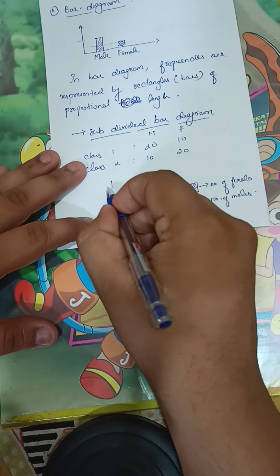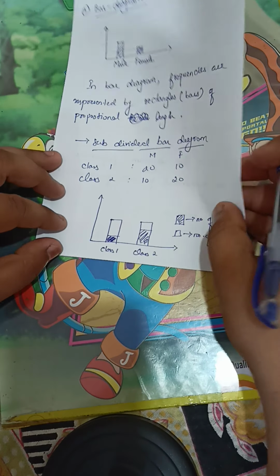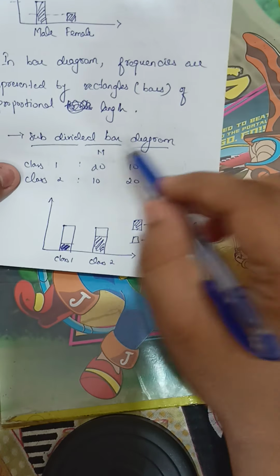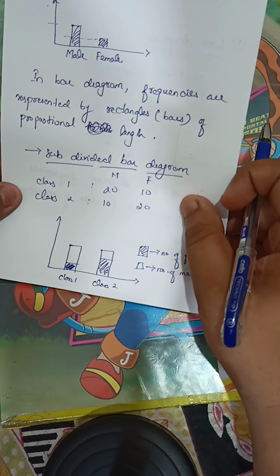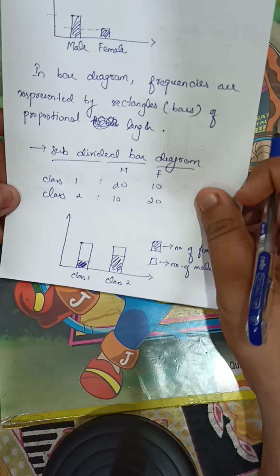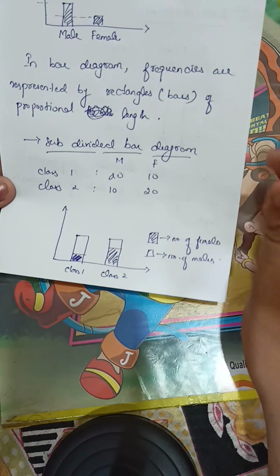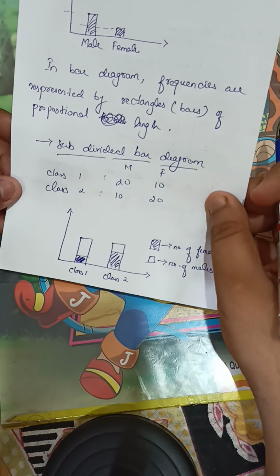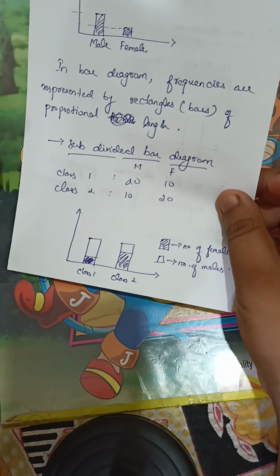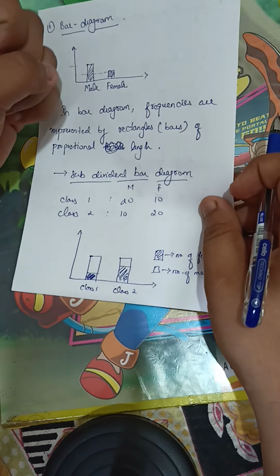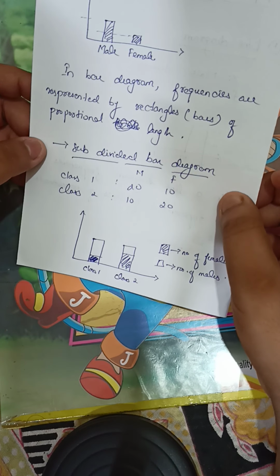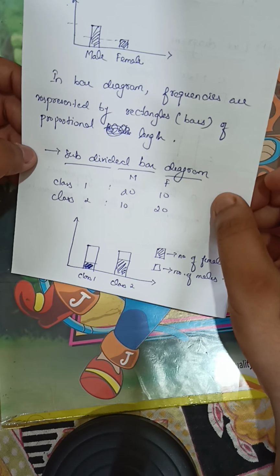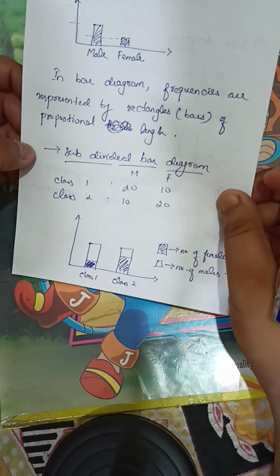This is an example of a subdivided bar diagram, where the first bar represents one thing and another bar represents another thing. This is the main idea behind it. You just want to know the different criteria or different methods by which you can represent data. This is one example of that.